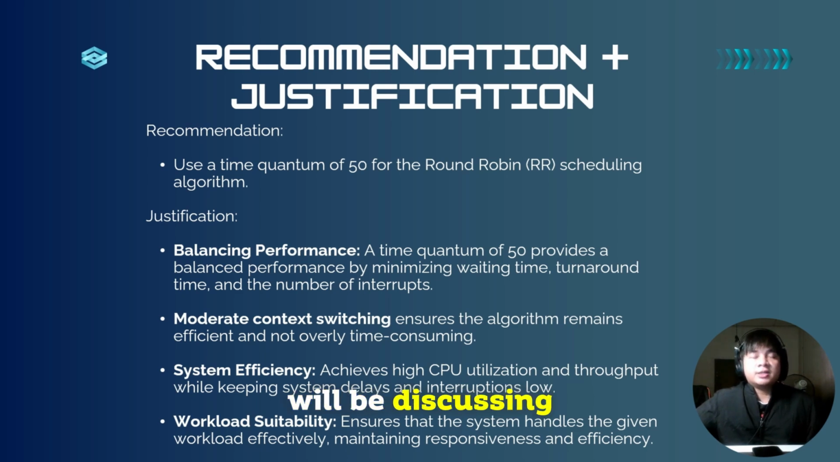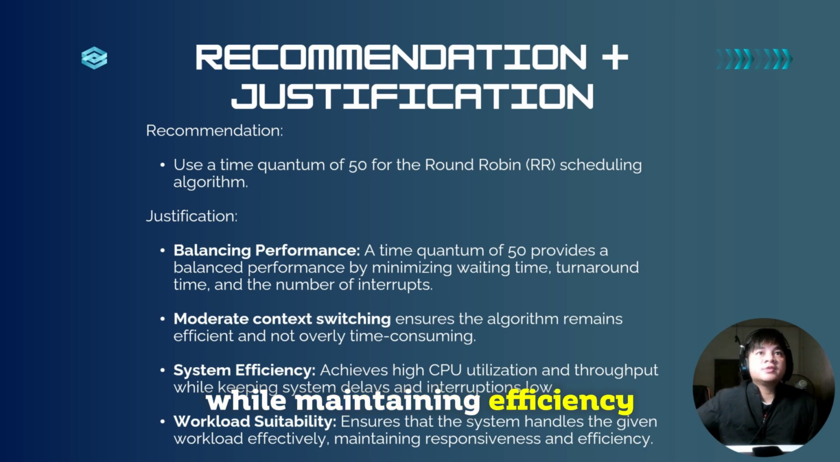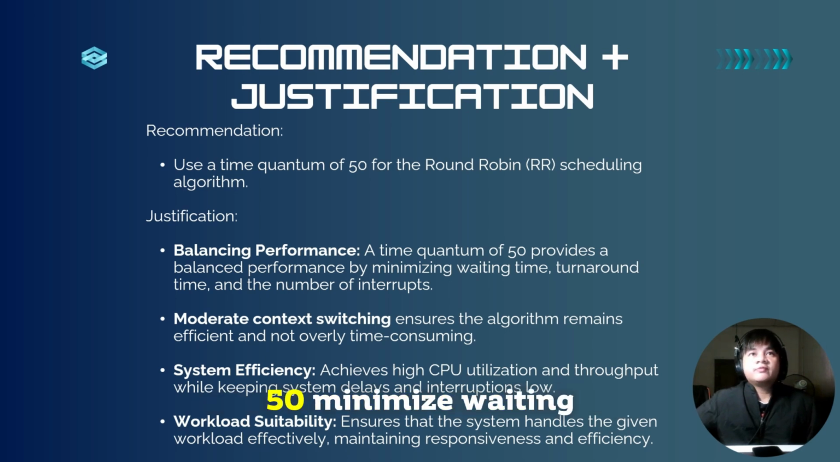Today I will be discussing our recommendation to use a time quantum of 50 for the round-robin scheduling algorithm and the reason behind it. The time quantum of 50 strikes the perfect balance for optimizing system performance while maintaining efficiency. Let me explain why. A quantum of 50 minimizes waiting time, turnaround time, and interrupts. This ensures the processes are handled fairly without significant delays.